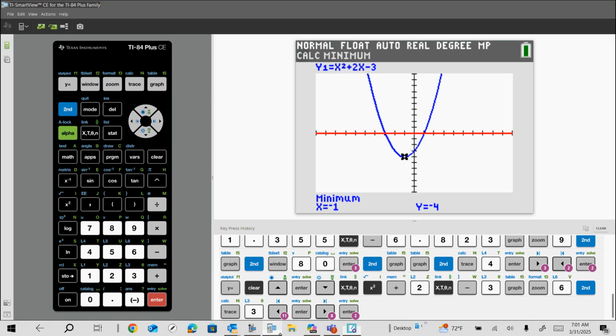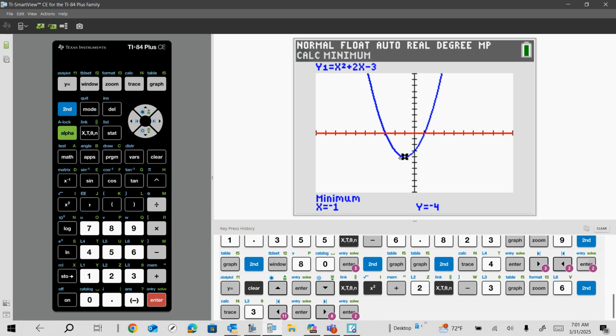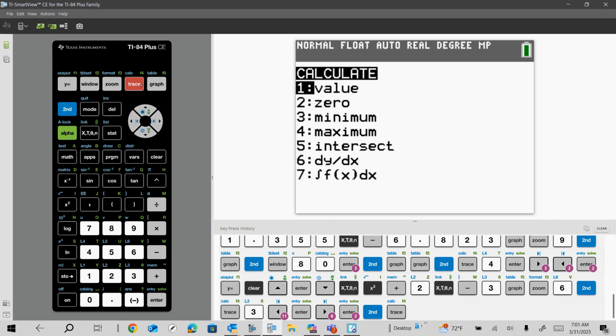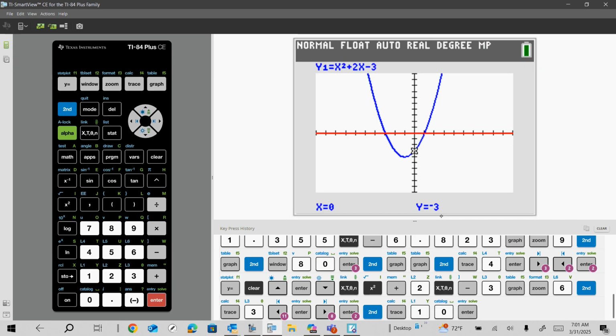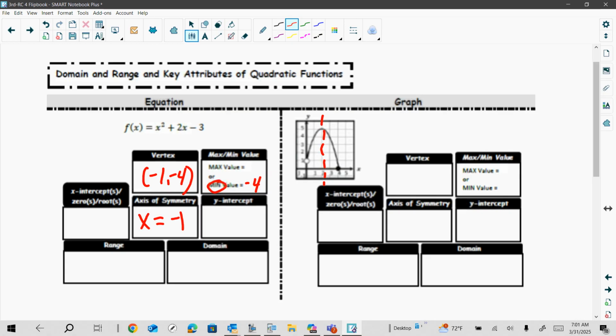Now our y-intercept, if we can't see it on the graph, I can calculate it because it has to be touching the y-axis, and for that to happen, the x value has to be 0. So I can go second trace, calculate the value when x is 0. Yes, it's at -3. Okay, so this is the point 0, -3.